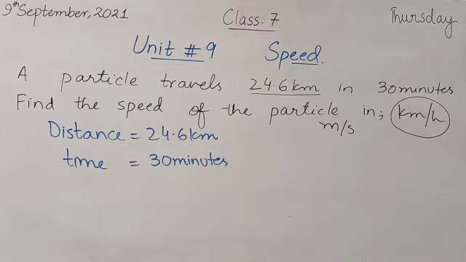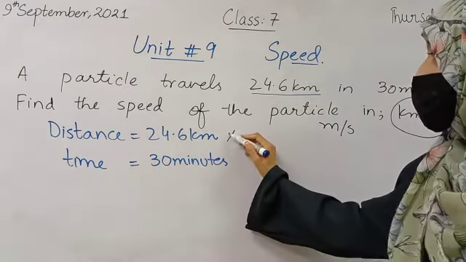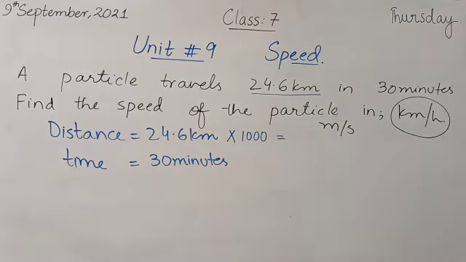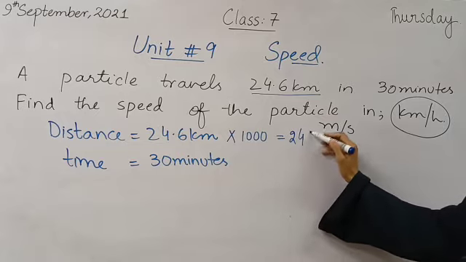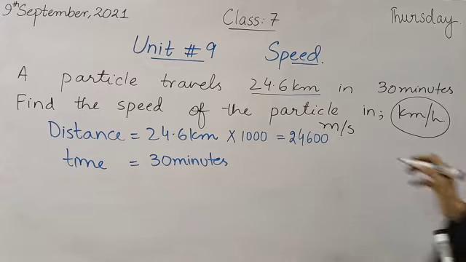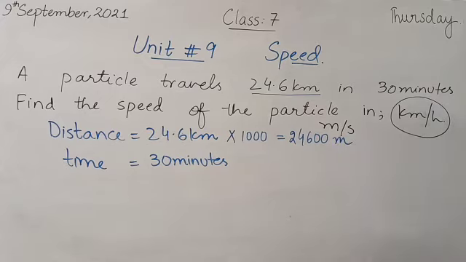We'll multiply with 1000. To convert distance into meters, we'll multiply it with 1000. When we multiply, we get this. Okay? Now this distance is in meters. And the time is 30 minutes. We want to convert this time into seconds.